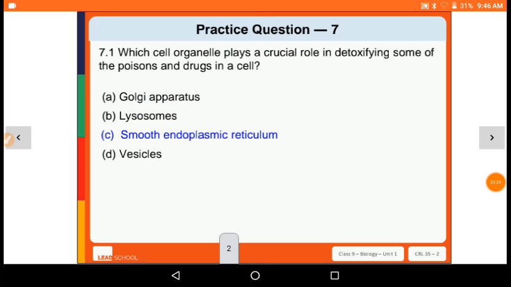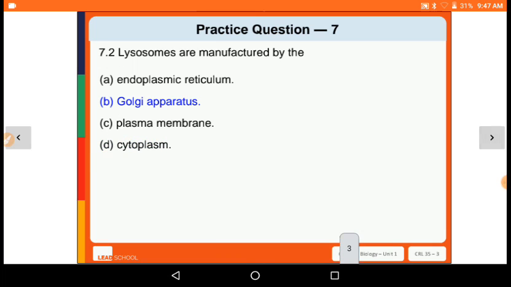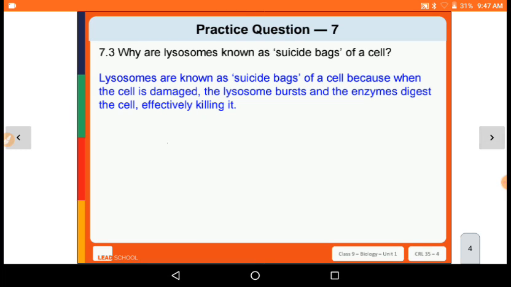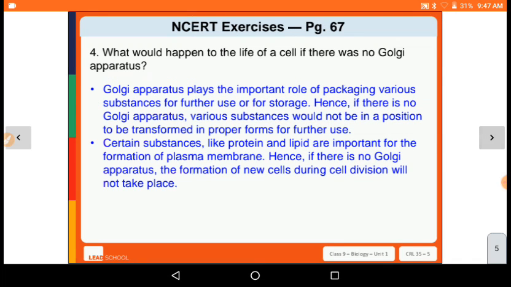Now let's see practice question number 7. Which cell organelle plays a crucial role in detoxifying some of the poisonous and drugs in the cell? Smooth endoplasmic reticulum. Lysosomes are manufactured by Golgi body or Golgi apparatus. And why lysosomes are known as suicide bags of the cell? Because if the cell is damaged, the lysosome will burst, it will blow out, and then all the enzymes will digest the cell. In short, it will kill itself.